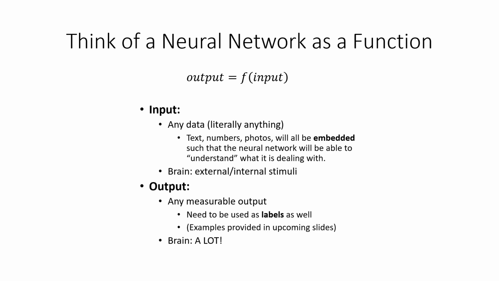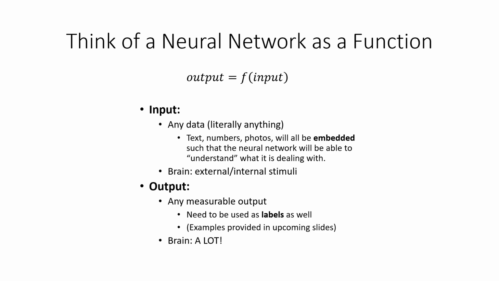So a neural network or a machine learning model is effectively a function that takes in an input and returns an output. The input can be anything you would like: text, numbers, photos, or anything else you can think of can be embedded in a numerical form such that the neural network or machine learning model will understand what it is dealing with. Like I said before, your brain is a neural network. The input to the neural network of your brain includes all of the external and internal stimuli that are detected by receptors of your body.